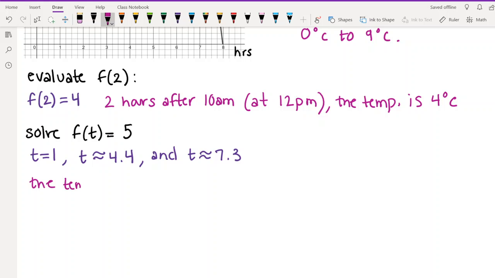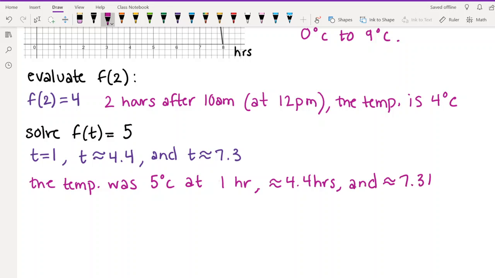So the temperature was 5 degrees Celsius at 3 different times. T is equal to 1, or actually let me just write it like this. I'll say at 1 hour, approximately 4.4 hours, and approximately 7.3 hours after 10 a.m. And we could go through and try to estimate what that would give us in terms of times, but I don't think that's really worth the effort right now to take these decimals and translate it into minutes and all that. But yeah, we're just talking about the amount of time after 10 a.m.